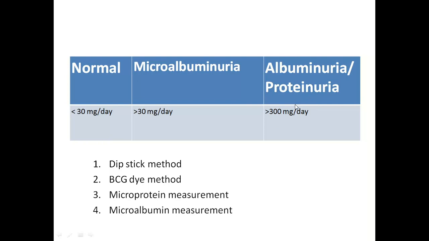In the case of nephrotic syndrome, that level may go beyond 3000 milligram per day, right? Around 3 to 4 gram per day of protein is excreted by the kidney. It can be measured by the routinely used dipstick method, BCG method, or some specific methods for microprotein and microalbumin estimation, like the pyrogallol red method.